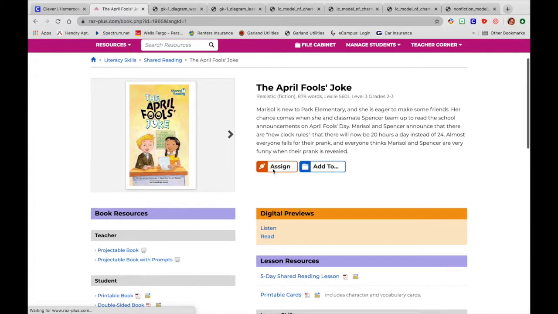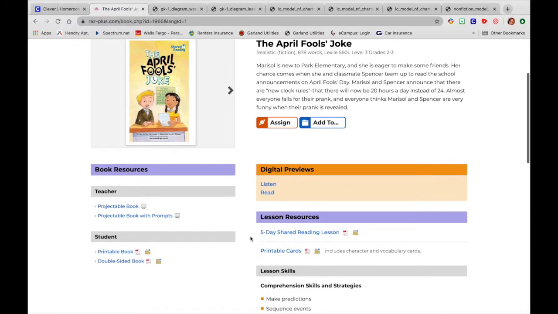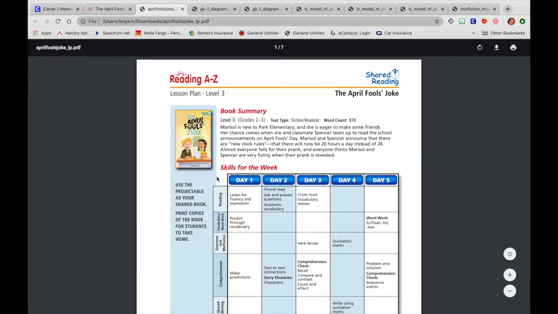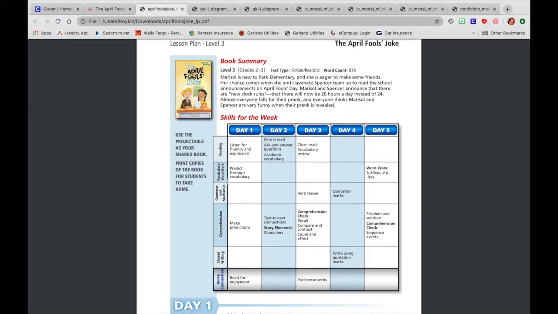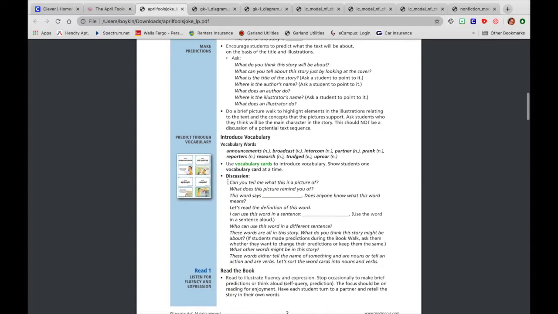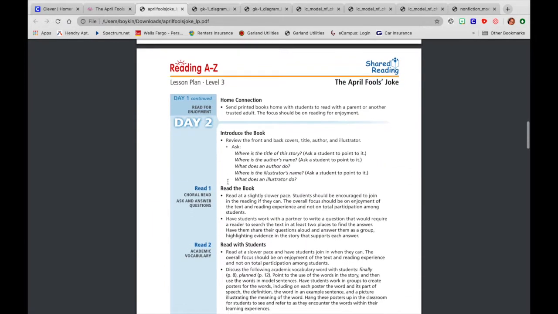And once again, you can assign it if you want to. Here is a 5-day shared reading lesson plan, your printable cards. So we'll click on the lesson plan so you can see that. Your lesson plan is going to break it down. This is what you do on day 1, day 2, day 3, day 4, and day 5. So there are no questions about what you should be doing while you're doing a shared reading lesson with your students.